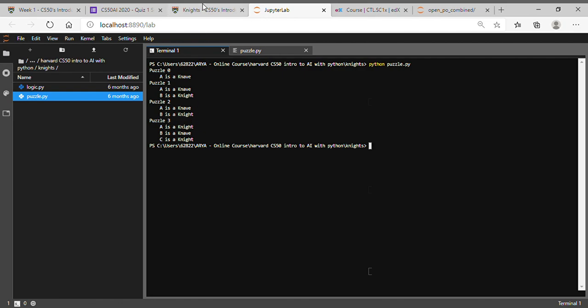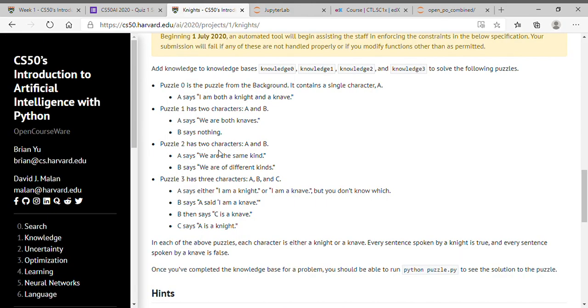Now the third puzzle, the final puzzle, the fourth I mean, has 3 characters, A, B, and C. A says either I am a knight or I am a knave, but you do not know which. And B says A said I am a knave. Now we know that B's sentence is not true, because A says either I'm a knight or I'm a knave, but you don't know which. So we know that this is false, which means that B can only be a knave.